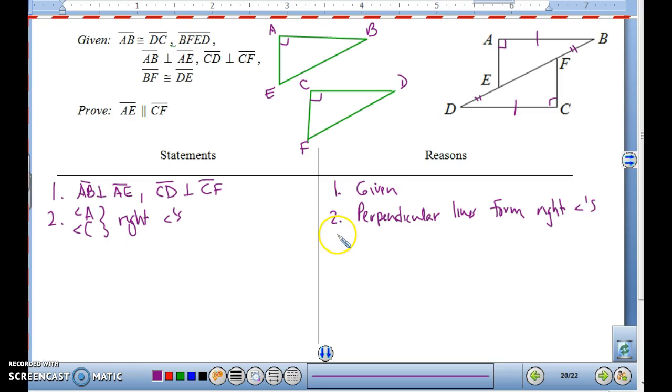Okay, now why did we want the right angles? Because we wanted to prove they're right triangles. Well, what's the definition of a right triangle? It's a triangle that has a right angle. Well, we can say triangle ABE and triangle CDF are right triangles, because right triangles have a right angle.